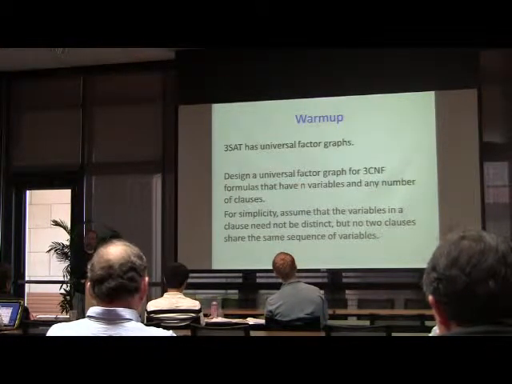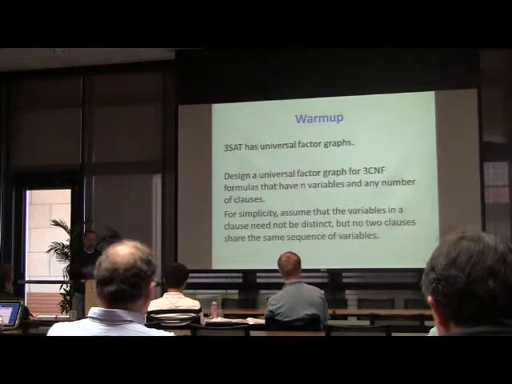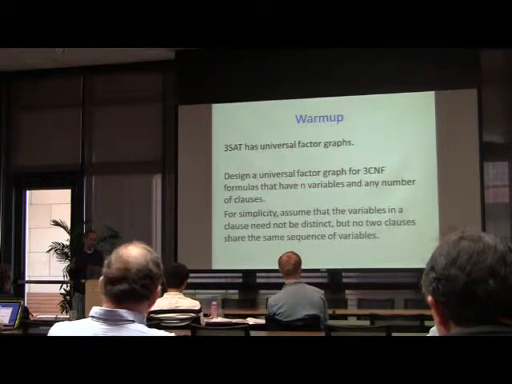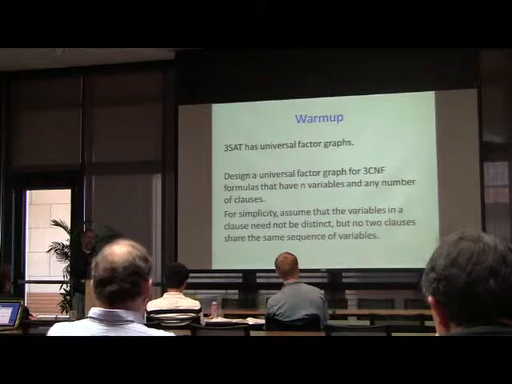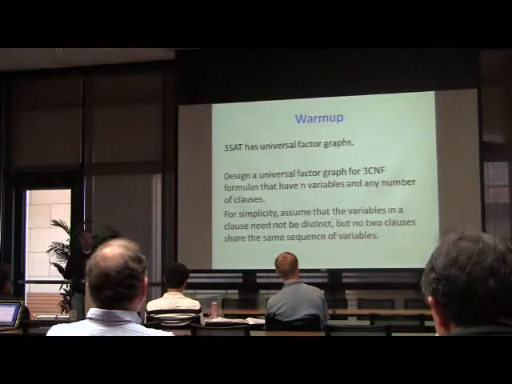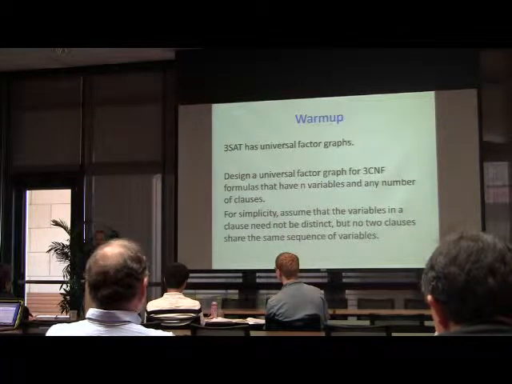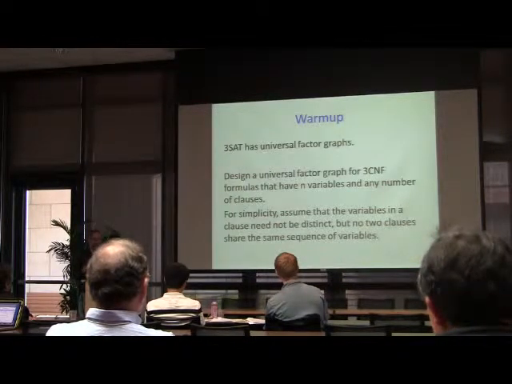For each value of n, we'd have a different factor graph. For simplicity in this presentation, we assume that variables in a clause need not be distinct. You can have a clause that looks like x1 or x1 or x2. That's fine. And no two clauses share the same sequence of variables. So you cannot have two clauses like this, but just with different polarities. This just simplifies the presentation.